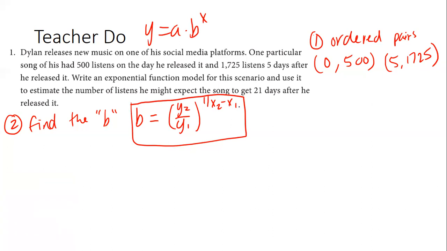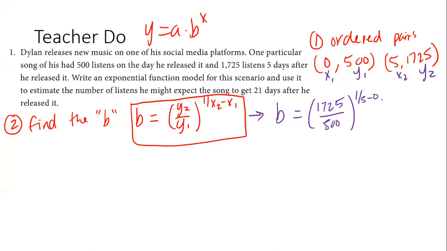1 divided by x2 minus x1. Okay? You have your x1, your y1, your x2, and your y2. So what are you doing? You're just plugging in. So if I'm looking for my b for this problem, what's my y2? 1,725. What's my y1? 500. Divided by, to the power of 1 divided by, what is my x2? 5. And what's my x1? 0.